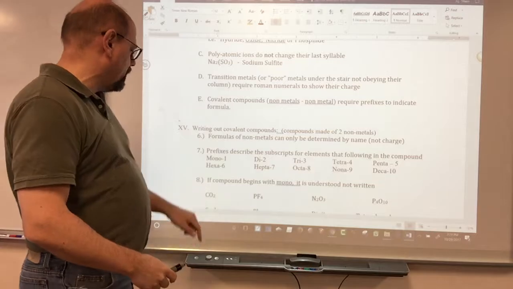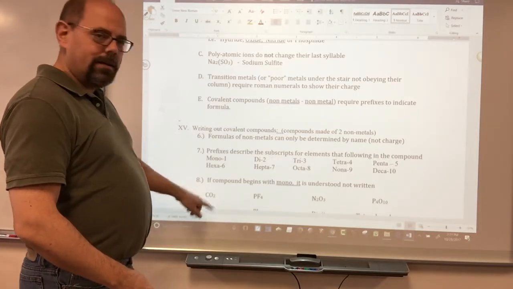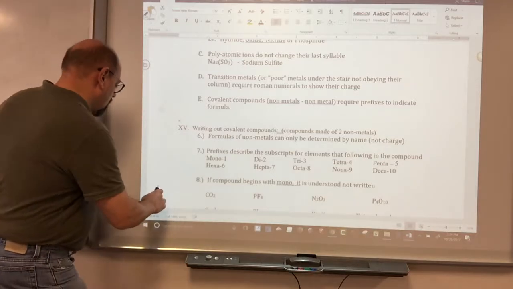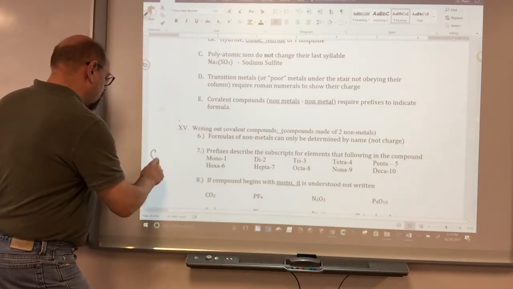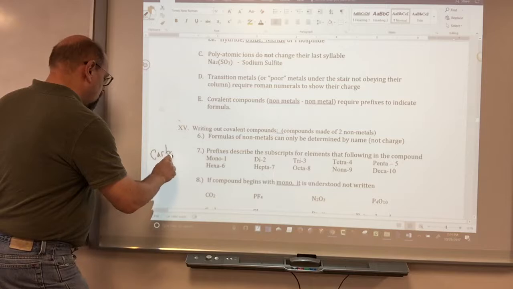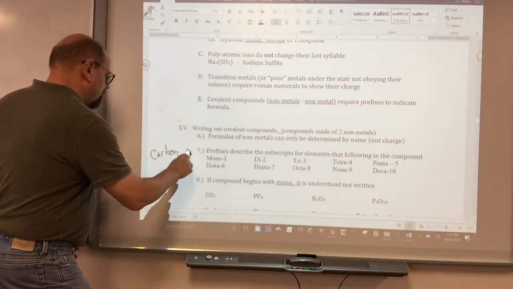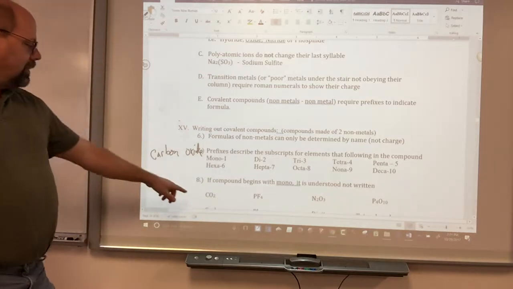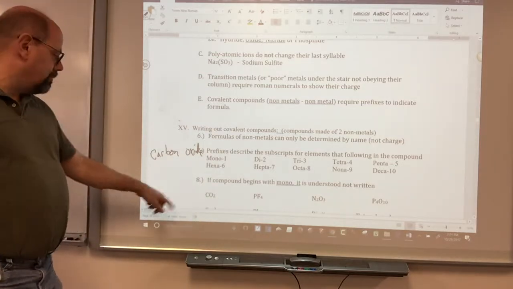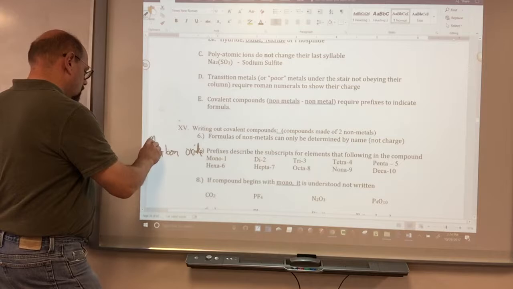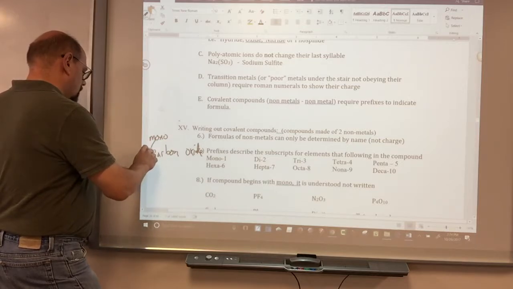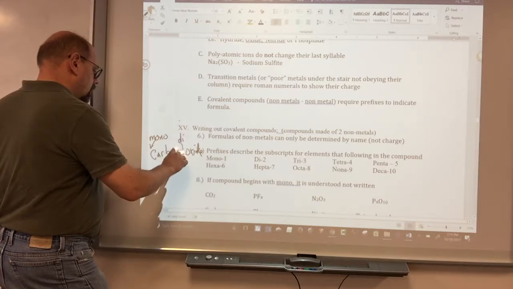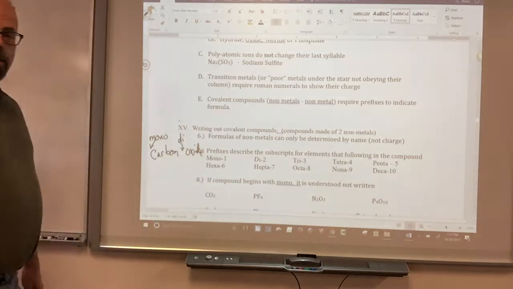So let's give these bottom ones a try here. The first one here is CO2. CO2 is going to have a symbol of carbon. Oxygen becomes oxide, just like we did above. We just dropped the last two syllables. And we've got to put the name for each number. So monocarbon goes right in there, and dioxide goes in here. Monocarbon dioxide.